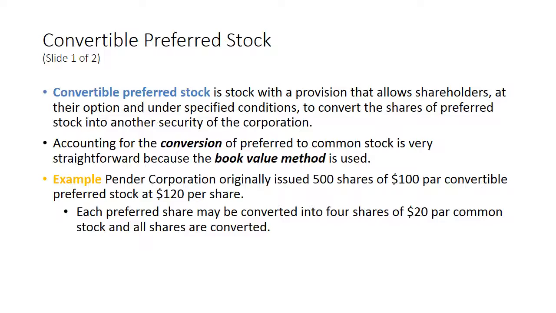So what do we mean by this book value method? Well, how much money did we sell those original 500 shares for? 500 times 120. I should do that in my head, but I'll probably give you the wrong answer. $60,000. That's the book value. So the total amount they received for the preferred stock is how much we'll take out of the preferred stock accounts and transfer into the common stock accounts when it's converted.